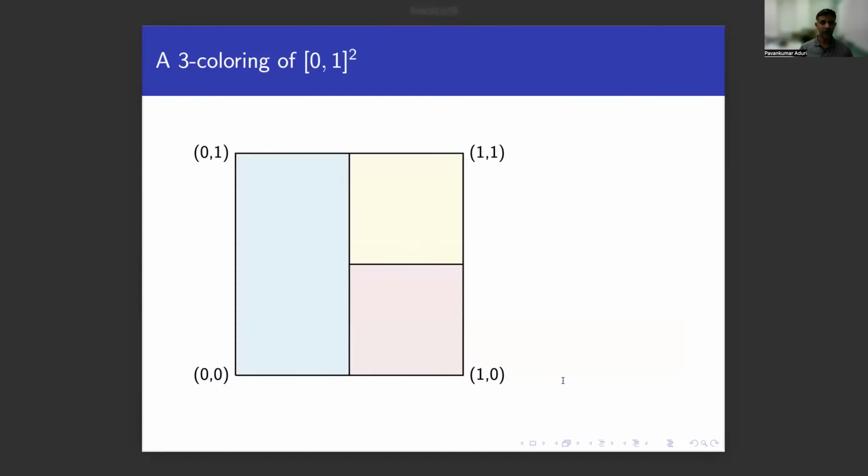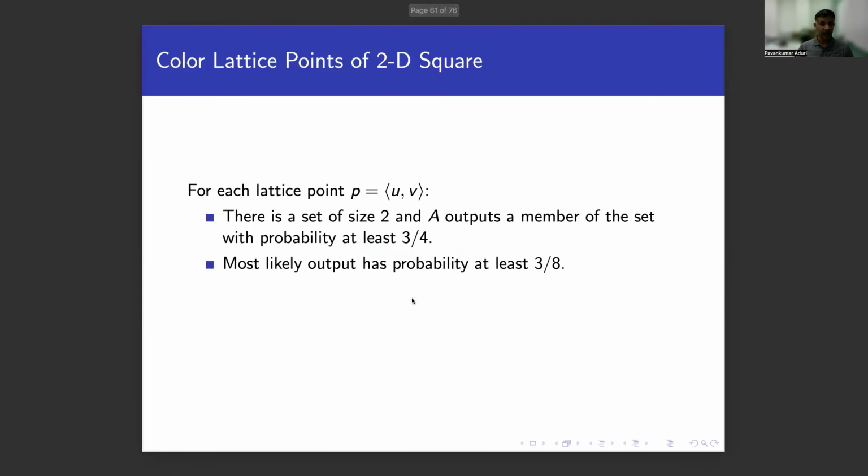And next we're going to look at a 3-coloring of this [0, 1] grid. The first half is colored blue, and the remaining half we further subdivide, coloring one half yellow and the other half pink. Okay. Now look at the lattice point P from an n by n grid.